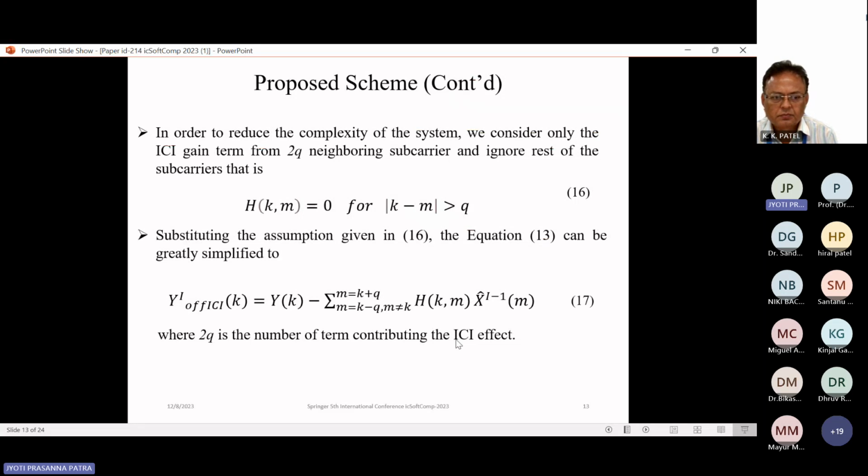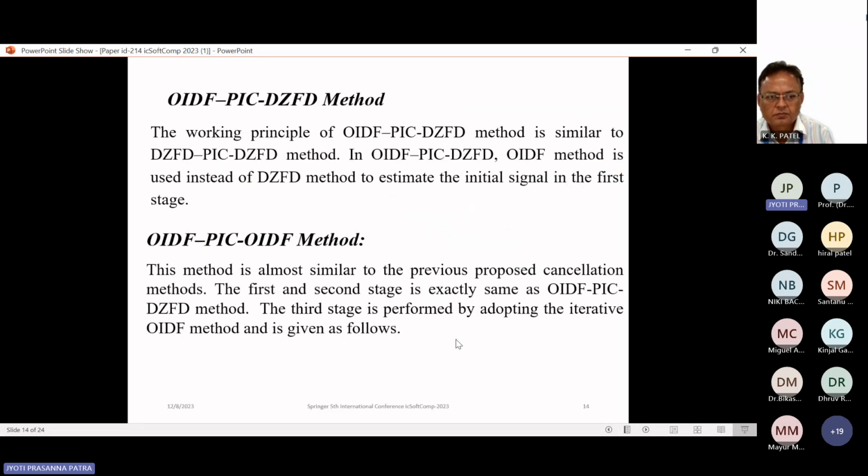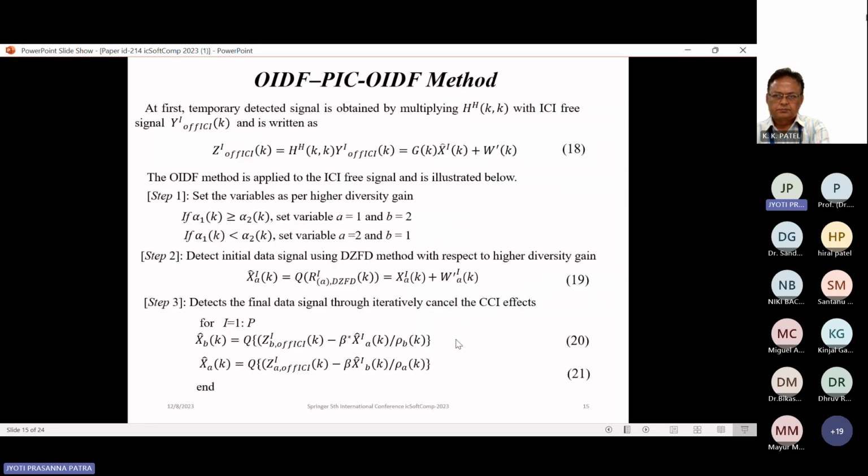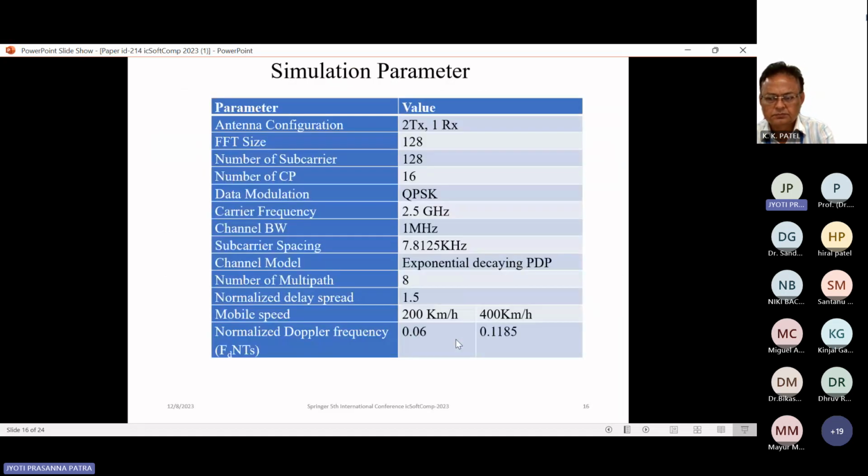So in order to reduce the computational complexity, in the case of OIDF-PIC-OIDF, the method is almost the same. Only the initial signal detection method differs. Initially we will apply the OIDF method and then cancel the ICI effect, get the ICI-free signals, and apply the OIDF method again in order to get the refined data signals.